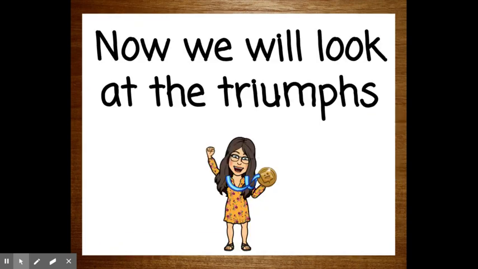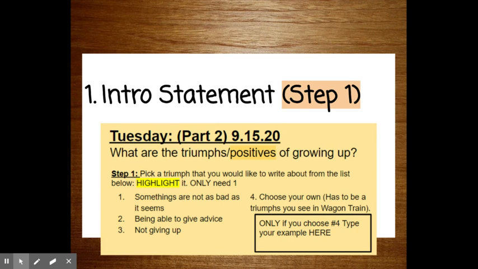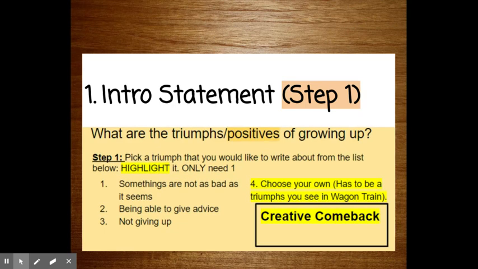So now we are going to look at the triumphs. And this looks exactly the same as what we did with the challenges. You have your intro statement, you have your connection to the text, and then you have the example from the text. So your intro statement, again, is going to come from step 1 on what you did on Tuesday. What are the triumphs, positives of growing up? So the example I'm going to use is choose your own. I'm going to use the one that Mrs. Cantu came up with on Monday and Tuesday in our video, the creative comeback.